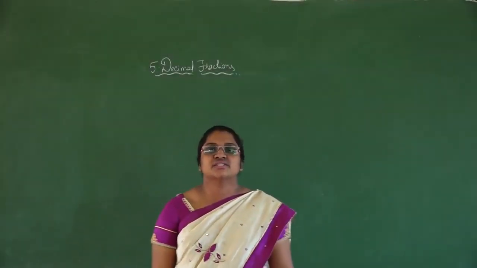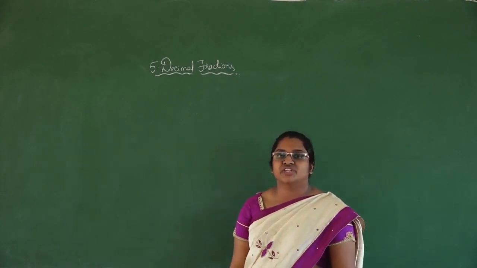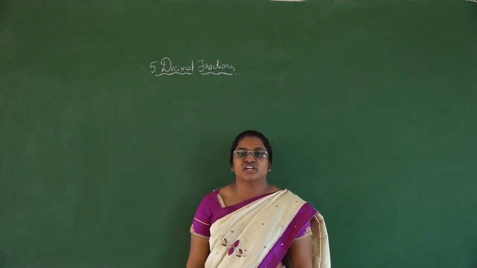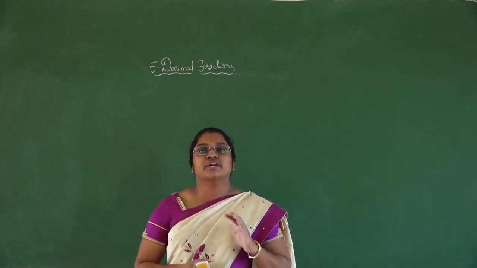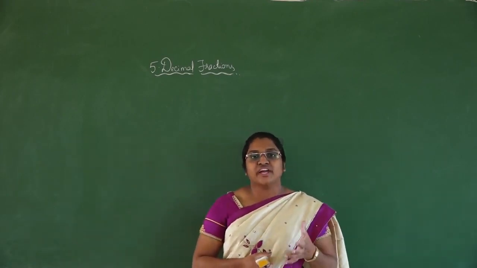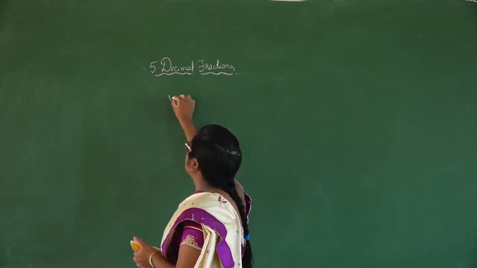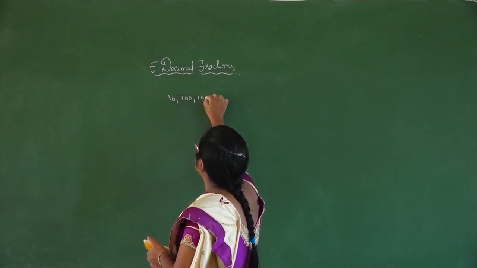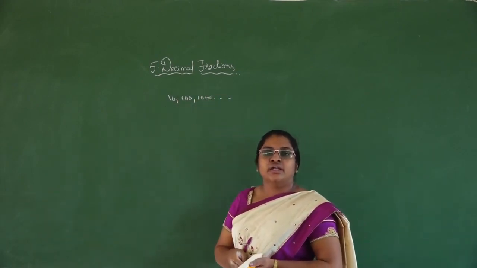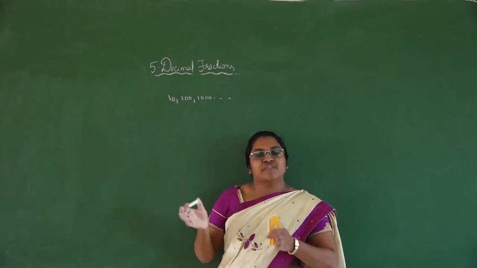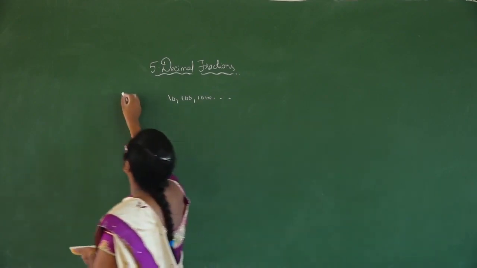Good morning children. This is the fifth chapter of basic mathematics, that is decimal fractions. What is a decimal fraction? We have seen earlier what a fraction is. Now we are seeing about decimal fractions, meaning the fractions with 10, 100, 1000 and so on as denominators. The fractions which have powers of 10 as denominators are called decimals.